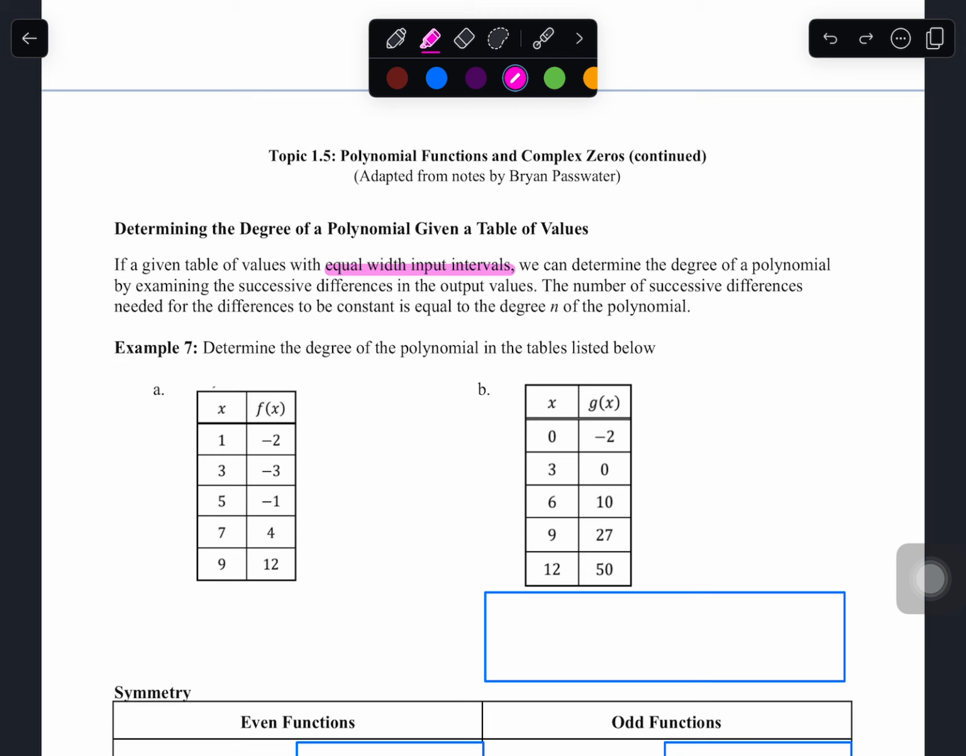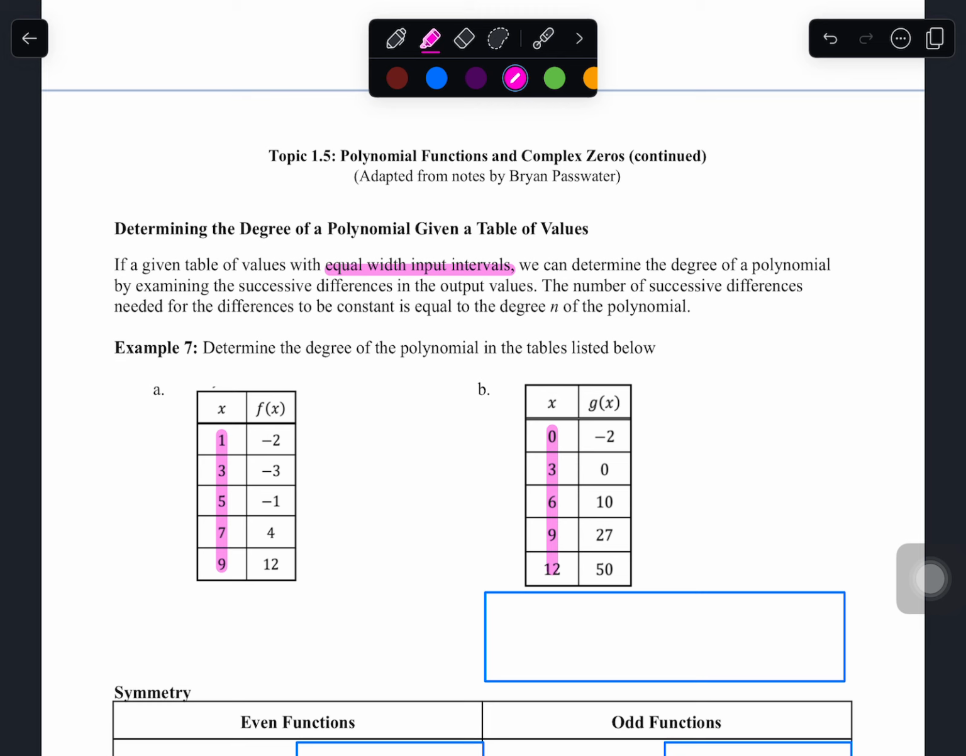The only little important part here, though, is that you do have to make sure that is when there are equal input intervals. So if we take a look here, good thing with table A and table B is that is exactly what we have. Both of these tables already have those equal intervals, meaning in table A, we have intervals of plus 2, plus 2, plus 2, plus 2, and in B, we're plus 3, plus 3, plus 3, plus 3. So that criteria is already being met.